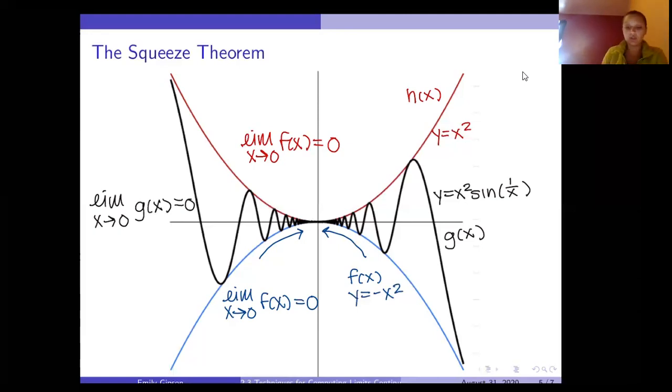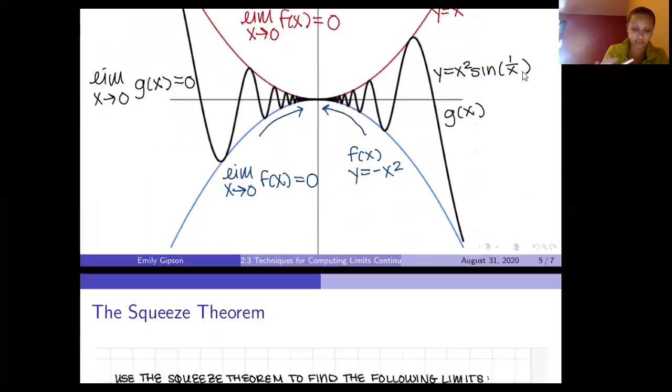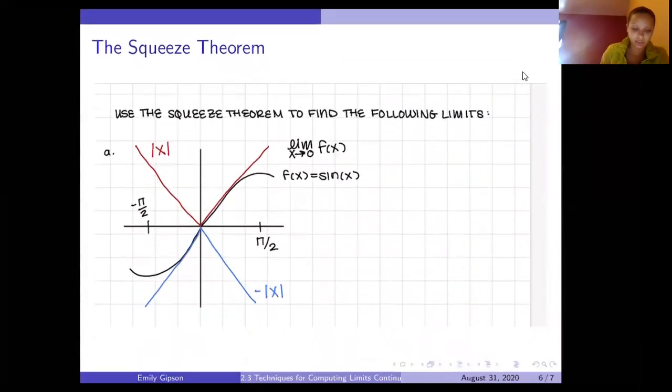So maybe this was a little bit of a contrived example because I gave you the two functions to start with, but let's see what we can do with some more. So let's move on for some more examples. In this one, we're going to use the squeeze theorem to find the following limits. And we're interested in something that's going to be a little bit obvious. So f of x equals sine of x. Well, we could just plug in 0, and we know that sine of 0 is 0, but can we prove that the squeeze theorem works? And the answer is yes.